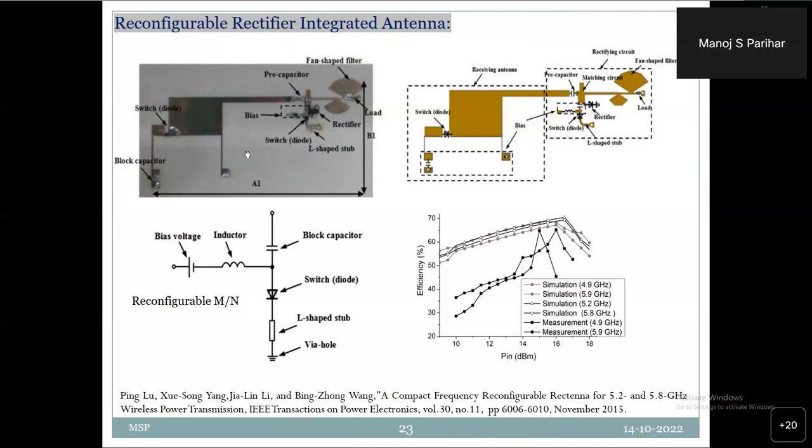Then you also need a reconfigurable matching network, which can support your reconfigurable antenna. You can see here, this is your rectifier circuit combined with the reconfigurable matching network, and this is your reconfigurable antenna. This is your switch, so by using this switch you can switch between different frequency bands. This antenna is designed to harvest energy at two frequency bands: one is 5.2 gigahertz, and the second is 5.8 gigahertz. This antenna is ultimately tested at 4.9 gigahertz and 5.9 gigahertz. You can see the efficiency levels are almost the same at the two frequency bands. So sometimes you can receive energy from 5.2 gigahertz, or sometimes from 5.8 gigahertz, to convert into DC.